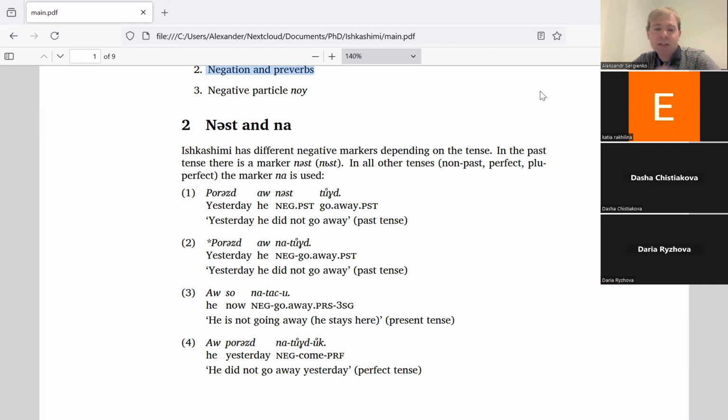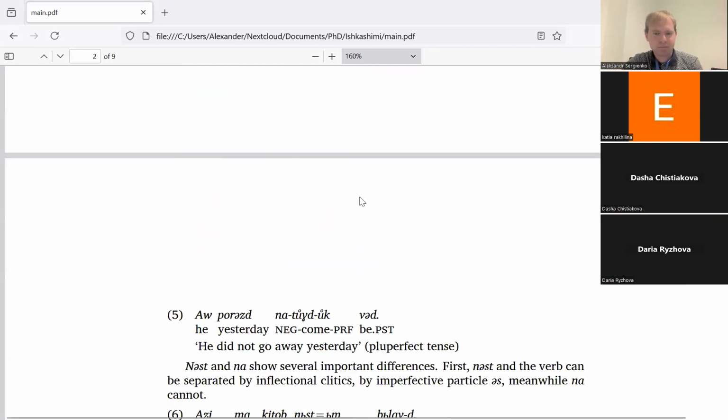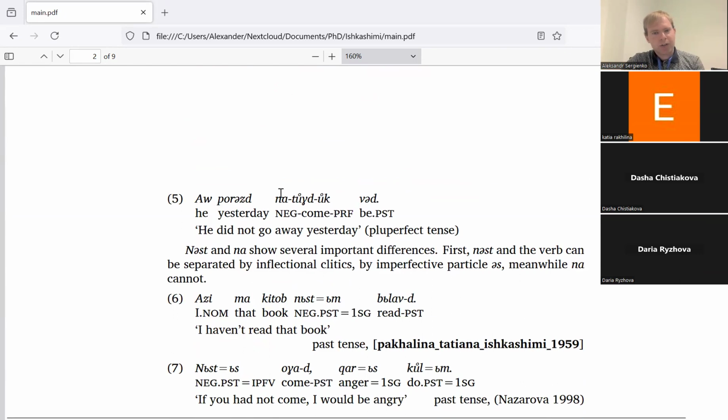And I've checked it myself. You cannot combine the tucht with na, right? So it's totally incompatible. Meanwhile, in other tenses, in the present tense, in the perfect tense, also natatsu, au porus natuhduk, you see the normal negative morpheme na. So here's the pluperfect example.